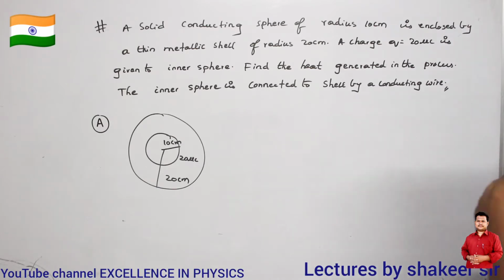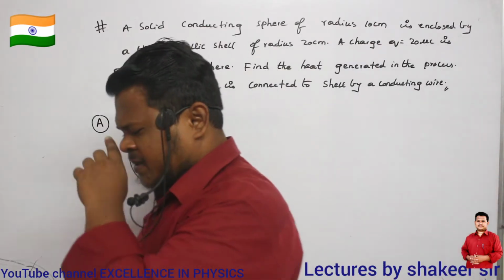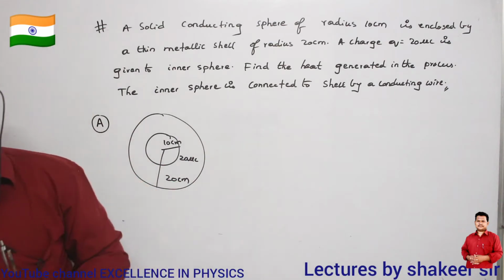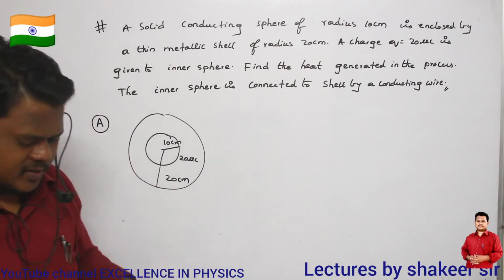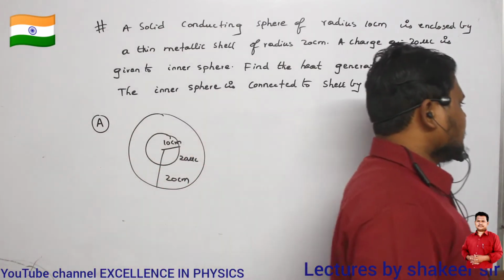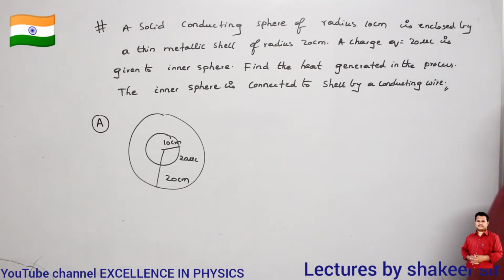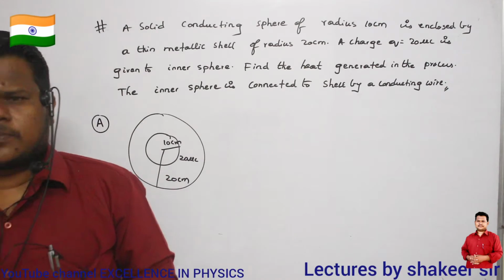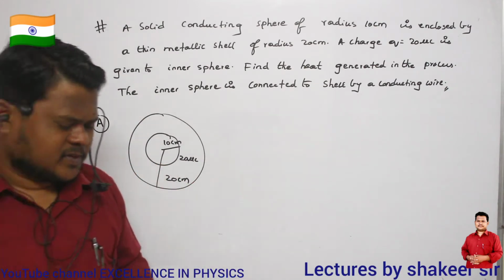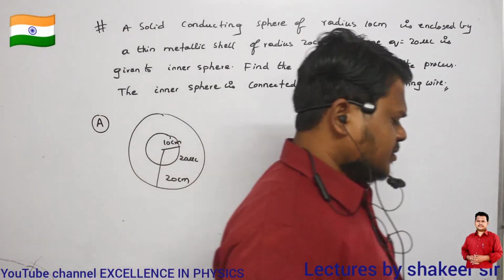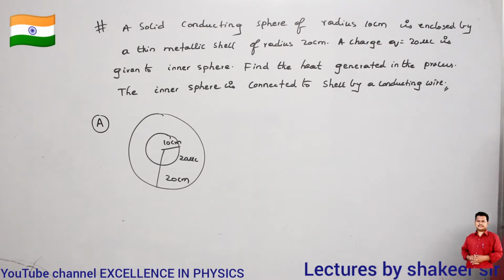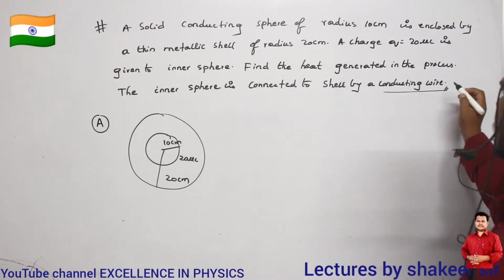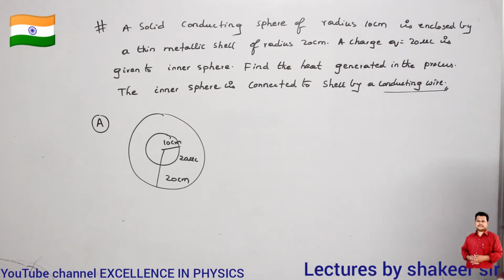Why will heat be generated? Try to say why heat will be generated. Heat will be generated when charges flow. When charges flow from one place to another place, in that process heat will be generated. Why are charges flowing here? Charges are flowing because we are connecting both these bodies with a conducting wire.